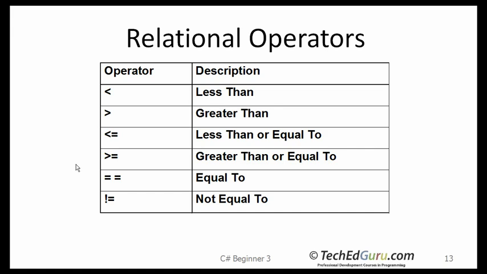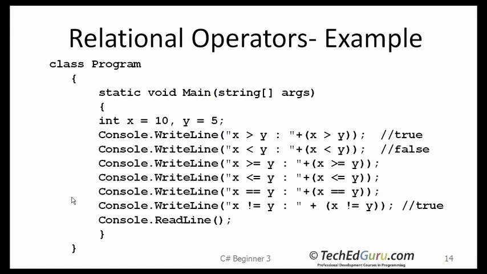The next one is the relational operators. When you want to compare two variables, for example, is A greater than B or is A less than B, you are going to be using these operators. Here is the less than operator, greater than, less than or equal to, greater than or equal to, exactly equal to, and this is called not equal to.